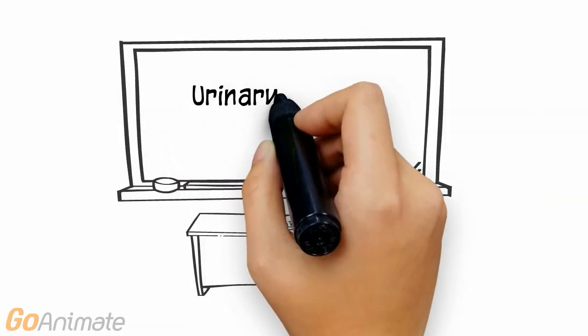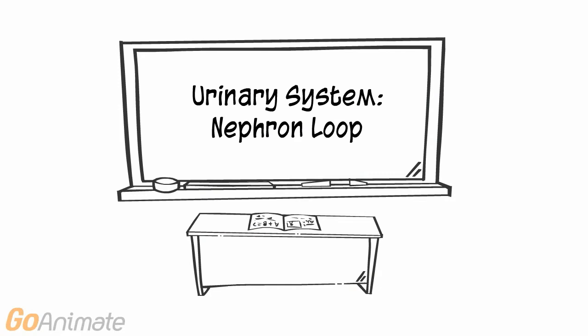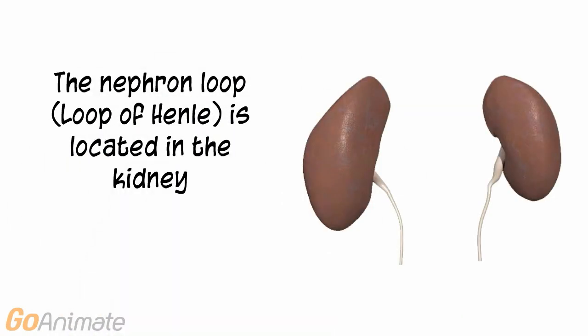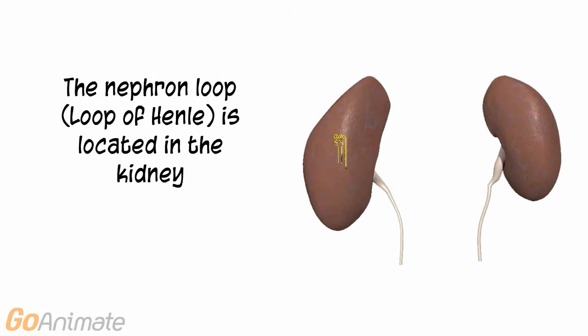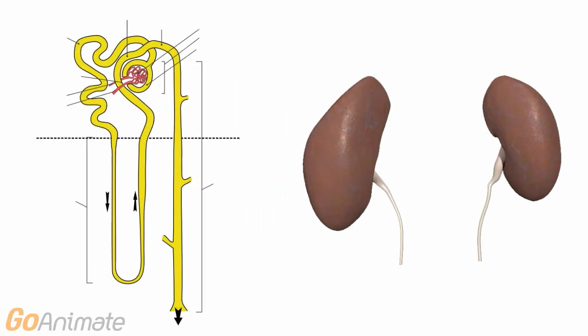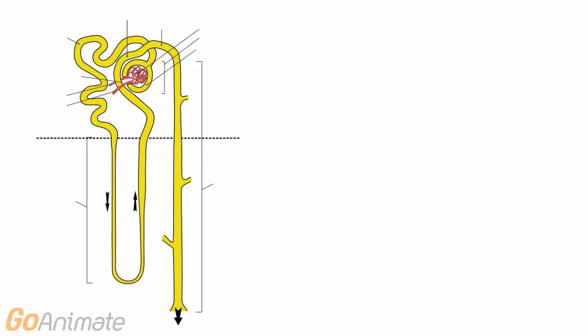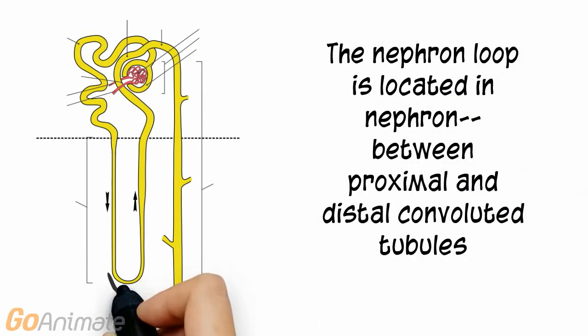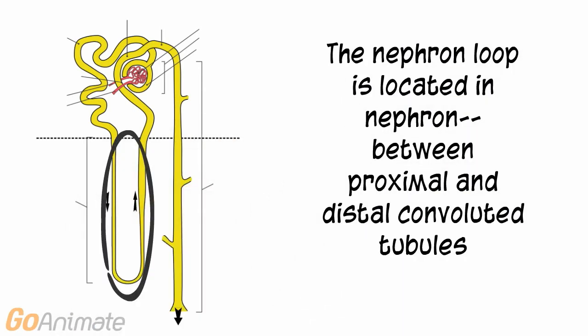Let's learn about the nephron loop. The nephron loop, or loop of Henle, is located in the kidney, specifically in a tiny part of the kidney known as the nephron. The nephron loop is located between the proximal and distal convoluted tubules of the nephron.